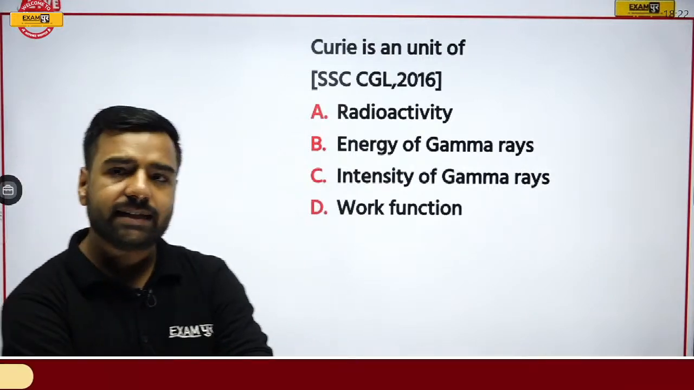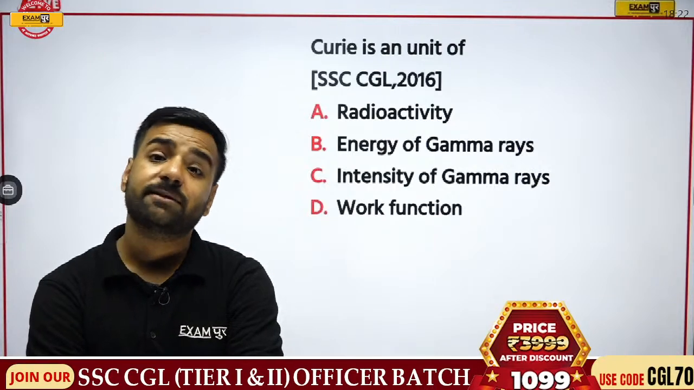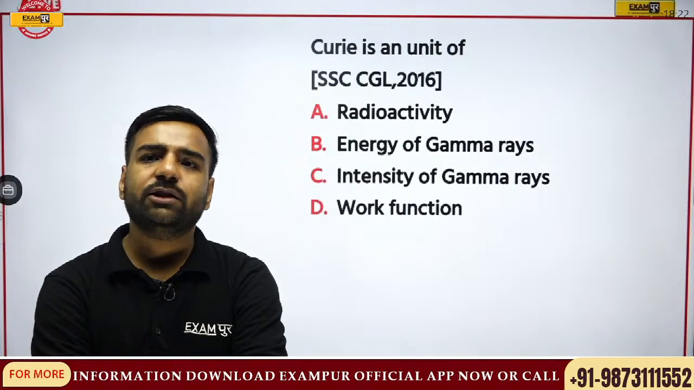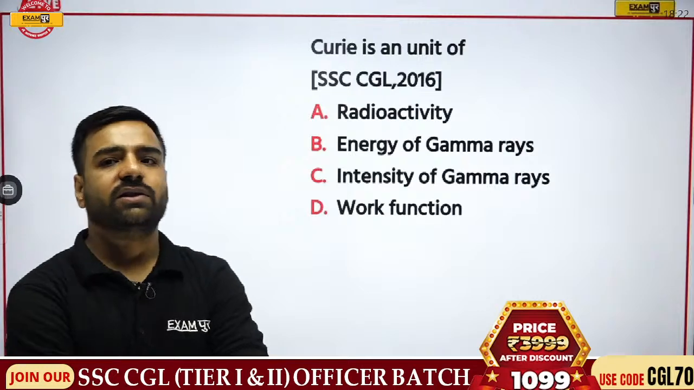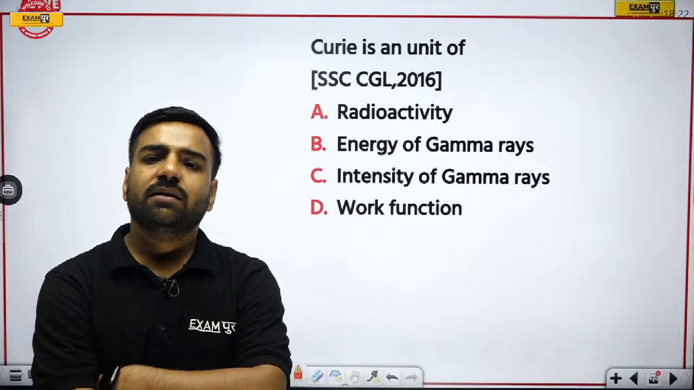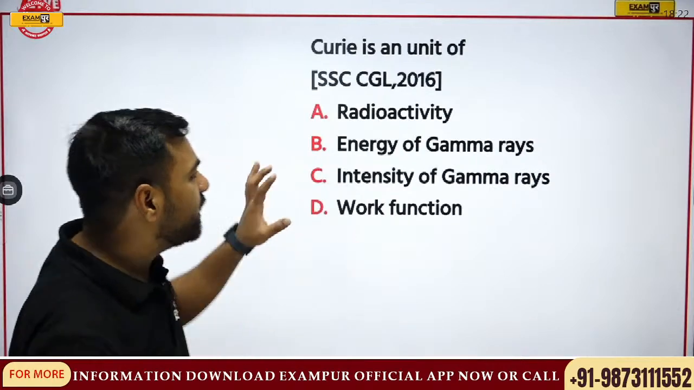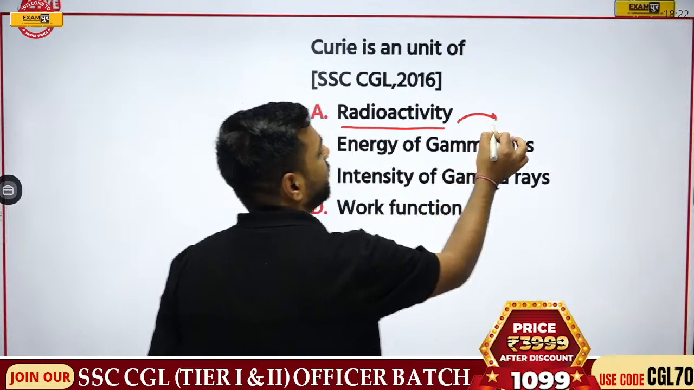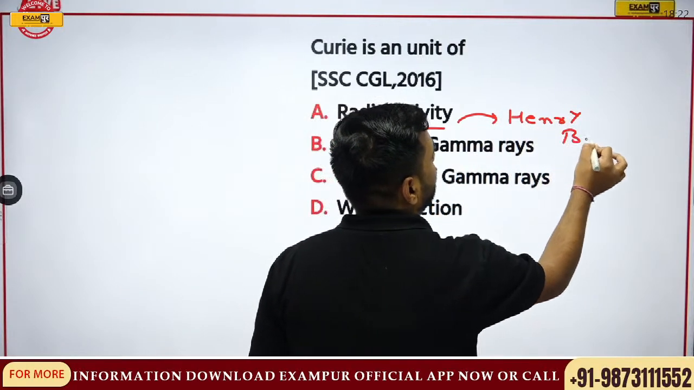And yes, Marie Curie was the one who received the Nobel Prize more than once. So if I talk about Curie, is it the unit of radioactivity, energy of gamma rays, intensity of gamma rays or work function? What is the correct answer here? Answer please. Please remember, whenever we are talking about radioactivity, radioactivity was discovered by Henry Becquerel.